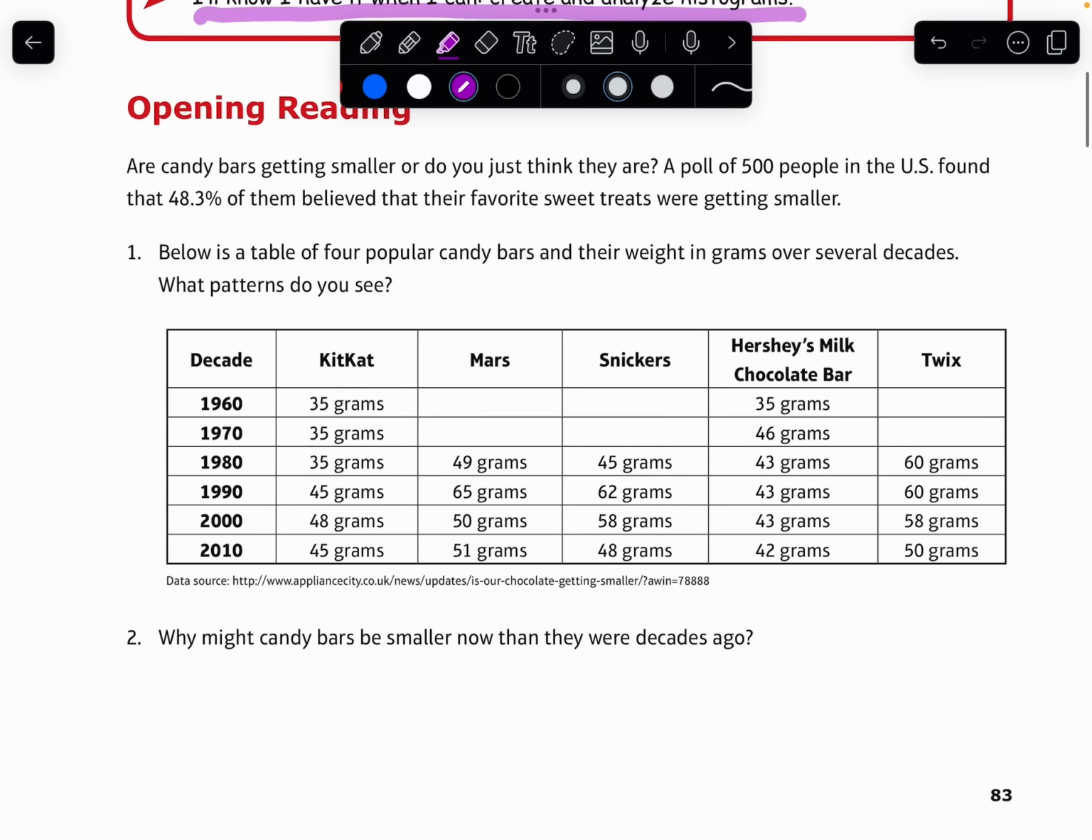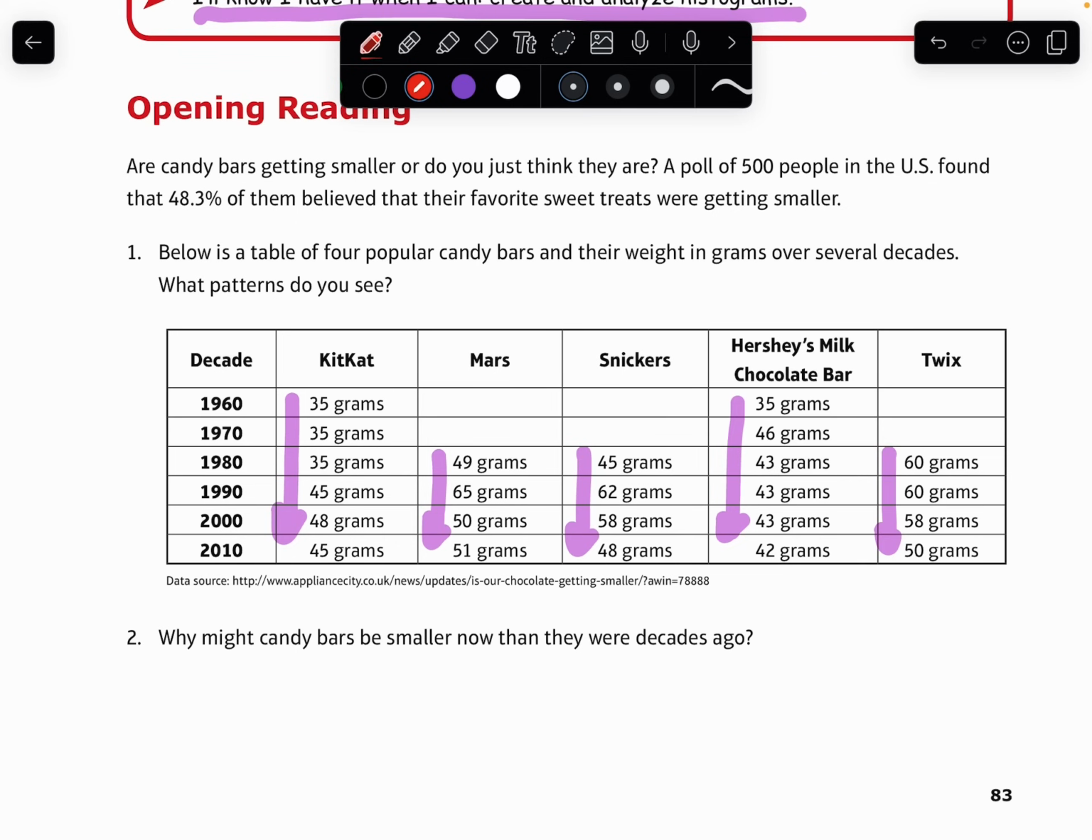Taking a look at the diagram, anything that's blank, that's probably because it wasn't around yet, so it has not existed yet. So anything blank, we can just leave alone. But we can see that as time goes on, it looks like, well, not so much maybe Snickers, but for the others, some of them have increased and then some others have decreased.